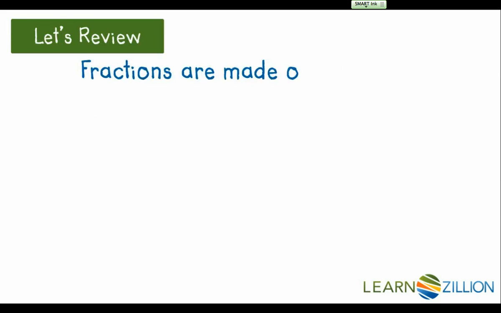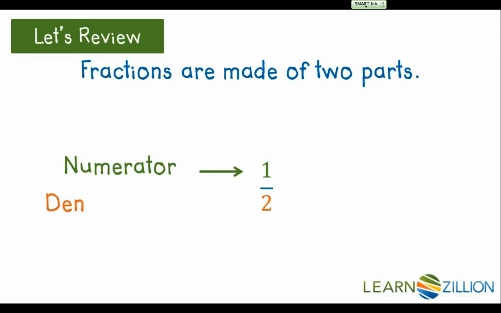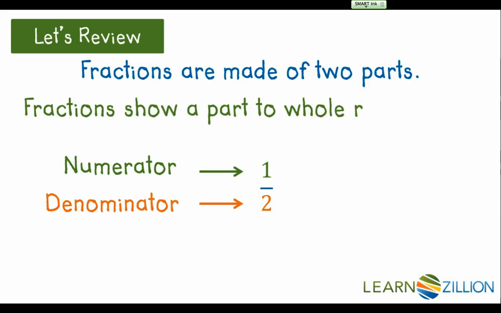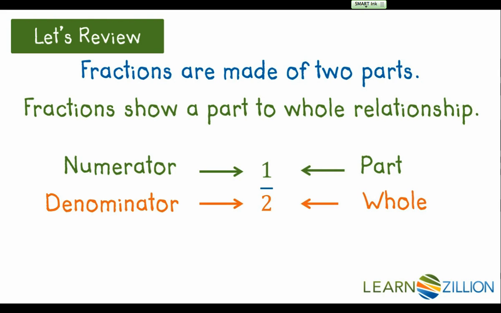Let's start with some review. Fractions are made of two parts. 1/2 has 1 for the numerator and 2 for the denominator. The top number is always called the numerator, and the bottom number is always called the denominator. Fractions also show a part-to-whole relationship. So here, the numerator is the part, and the denominator is the whole.